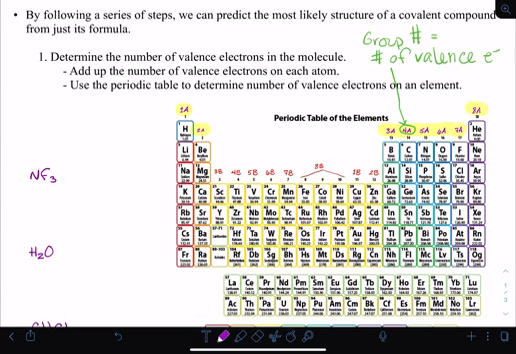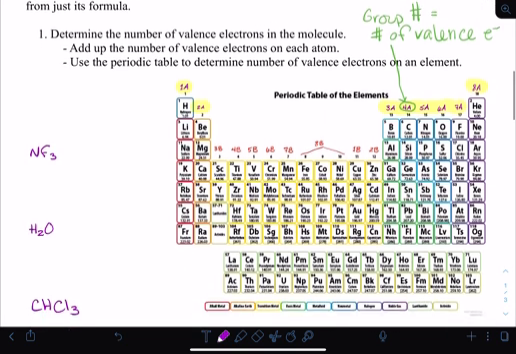For any formula we can figure out how many valence electrons are in the whole molecule just by looking at what atoms are involved. So if we do that for each of these examples, we're just going to need to find our atoms in the periodic table and add them up. Our first example, NF3, starts with nitrogen. Nitrogen is in group 5, so nitrogen has 5 valence electrons.